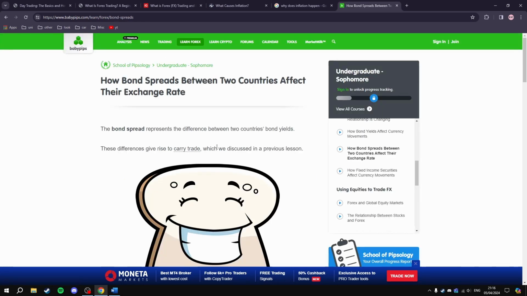And now we're on to how bond spreads between two countries affect their exchange rate.